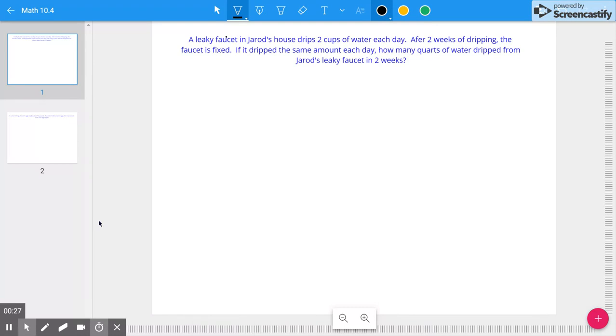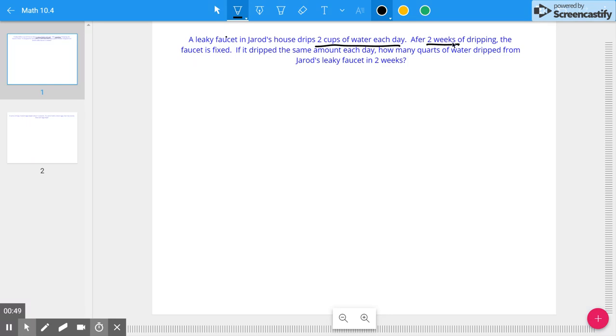So my first thing I need to look at is the information that I'm given. I know that the faucet drips 2 cups of water each day, it says here. And it's dripping for 2 weeks. So I need to figure out the total amount of water that dripped in those 2 weeks.